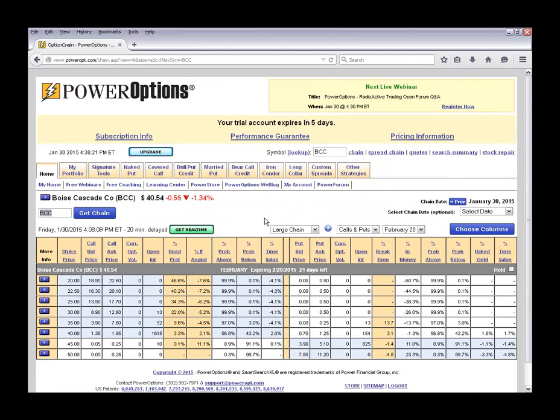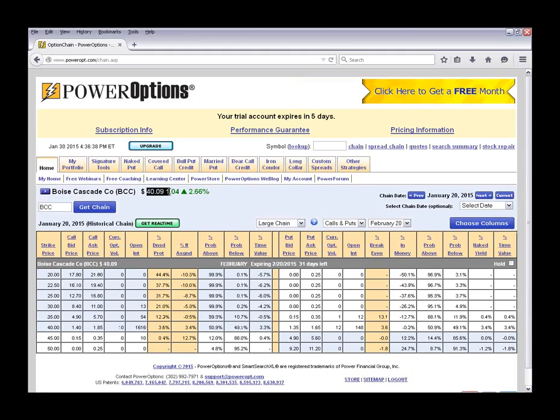And I'm going to go back in time. The stock hasn't been moving that much. It's currently at 40.55. Let's go back about 10 days or so, to the 20th. Okay, let me go ahead and get the chain for there. At that time, BCC, Boise Cascade, was trading at 40.09, and the February 40 strike call had a bid of 1.40 and an ask of 1.85. So let's call that a premium of $1.60.